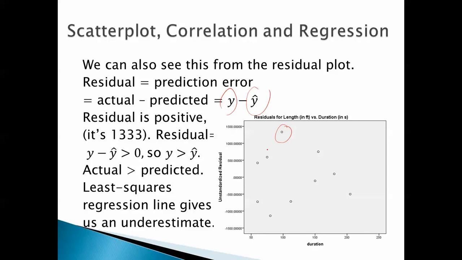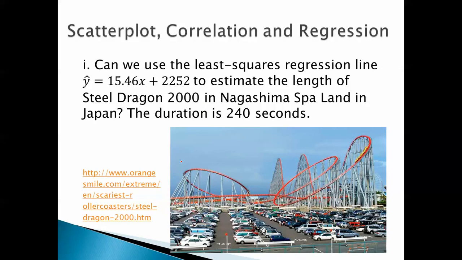Now, the residual is y minus y hat, and that's greater than 0. In fact, it's 1,333. So if y minus y hat is greater than 0, that means that y is greater than y hat. In other words, the actual is greater than predicted. And if the actual is greater than the predicted, the least squares regression line gives us an underestimate. So whether you look at the original graph, the scatter plot, or the residuals, it's clear that the least squares regression line gives you an underestimate of the actual length of the roller coaster.